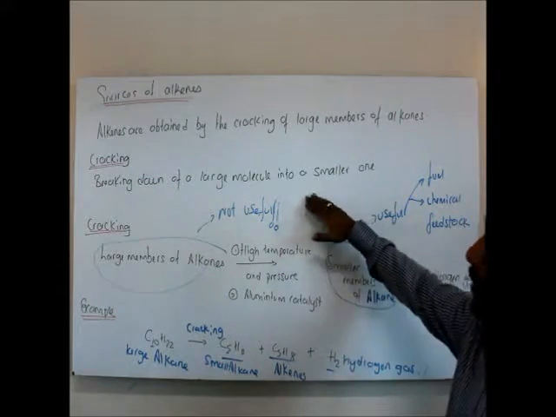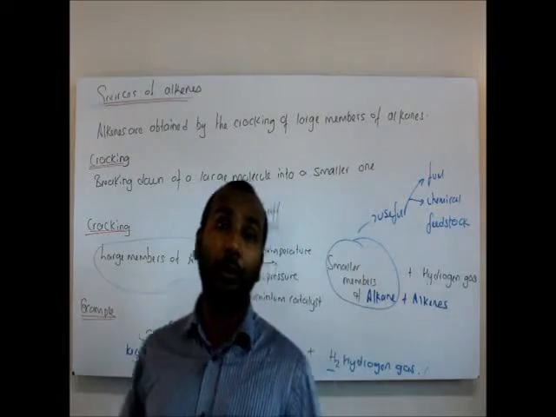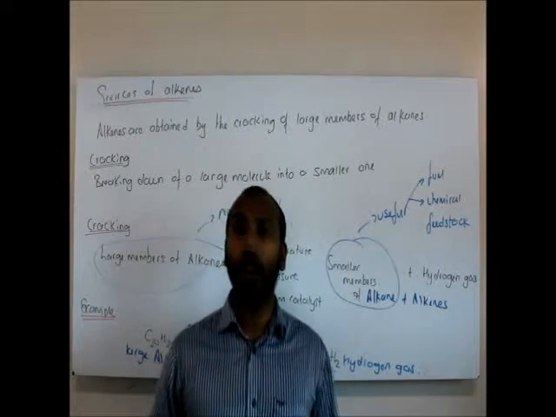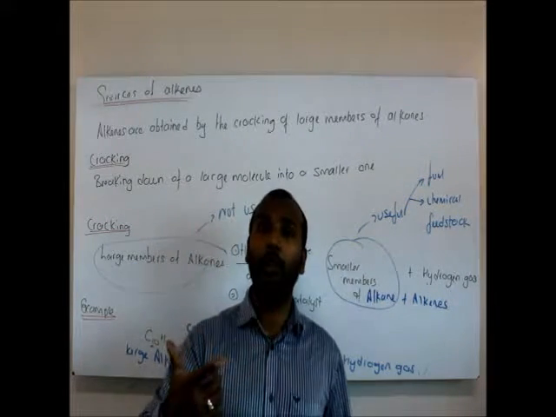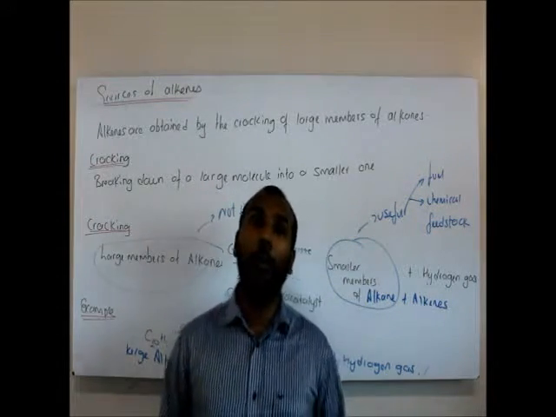The second importance of cracking is that it produces hydrogen gas. As you know, hydrogen gas is one of the important fuels for rockets, etc. And this is, for the time being, the main source of hydrogen. There are two main sources of hydrogen gas. First, we can do electrolysis of water, or second, we can do cracking of alkanes.